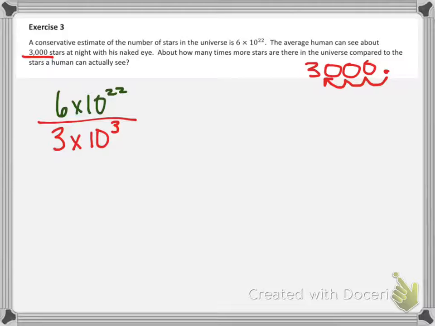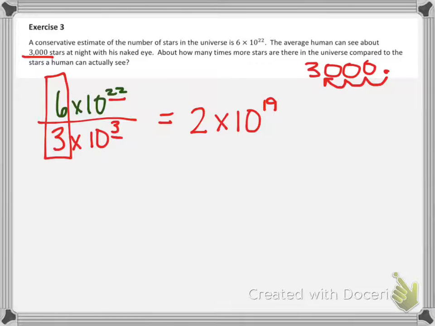And then we can do our simplifying. So let's take 6 divided by 3. That's equal to 2 times 10 to something. Well, I've got a 22 and a 3, so I can subtract those since it's division. 22 minus 3 is 19. So this is 2 times 10 to the 19th power. And that would be the amount of times more stars that are in the universe compared to what we can actually see. So 2 times 10 to the 19th.